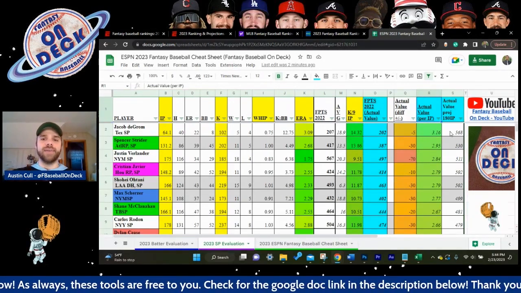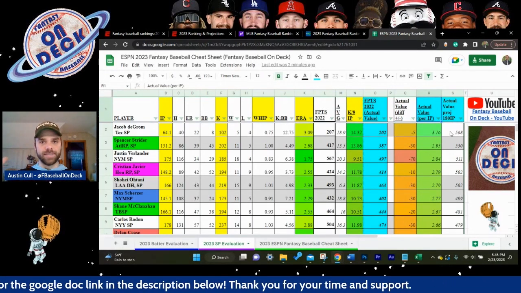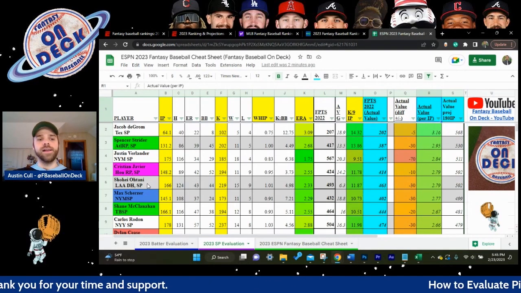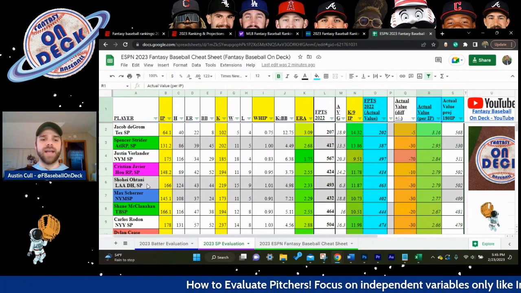So this is essentially going to say, if everybody pitched the same amount of innings, which is never going to happen, who can we project to be the most quality for that stretch? And this kind of gives you the list. It's going to be Jacob deGrom, Spencer Strider, Justin Verlander, Christian Javier, Shohei Ohtani. It really shows the value of Shohei Ohtani as a pitcher, not just as a hitter, Max Scherzer, and so on.